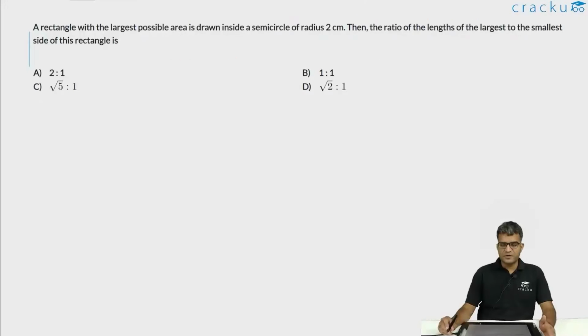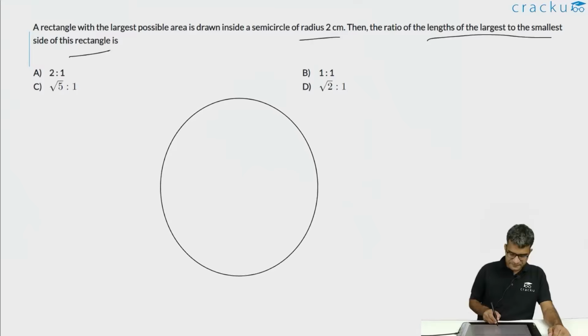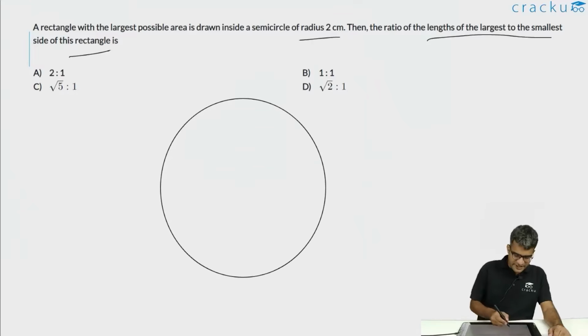In this question, we are told that there is a semicircle of radius 2 centimeters. We are required to calculate the ratio of the length and breadth of the largest rectangle. So let us first draw a circle, then let us draw the diameter. We are looking only at the semicircle. Let us assume that this is the semicircle we are looking at, the top part of the semicircle.